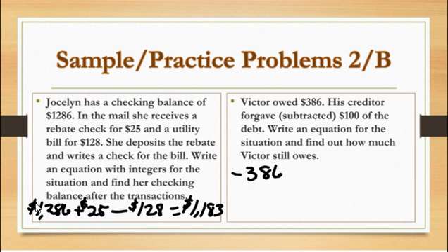So that's a negative 386. But he subtracted $100 from it. So he doesn't have to pay $100 of it. So really, they're taking $100 away, adding $100 to the amount. And so if I take my negative 386 plus $100, he only has a balance of negative 286. So it's a negative $286 he still needs to pay. He's in debt $286. So that is our lesson on subtracting integers.